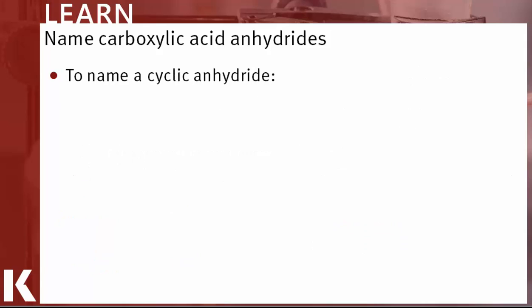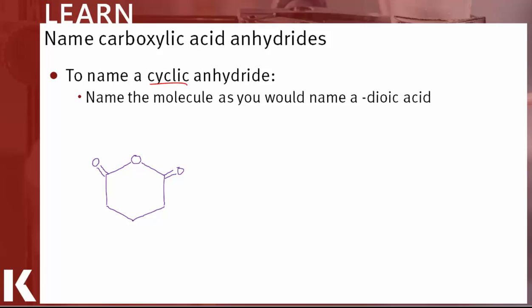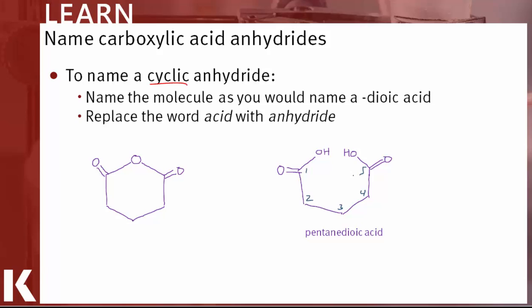The last category of anhydrides are the cyclic ones. These things make rings. Here's an example. To name these, it's again going to be a lot like naming a carboxylic acid. So let's think about breaking apart this ring into 2 corresponding carboxylic acid functional groups. Name it as a carboxylic acid, just like we've done before. This is going to be 1, 2, 3, 4, 5 carbons, so this is going to be pentanedioic acid. And like you've already seen, let's cut out the word acid and replace it with anhydride. So we're left with pentanedioic anhydride.